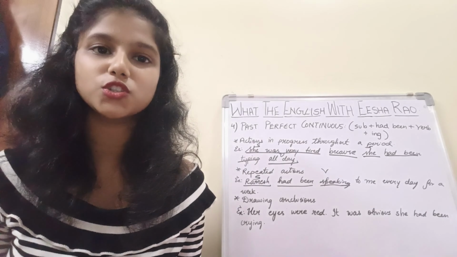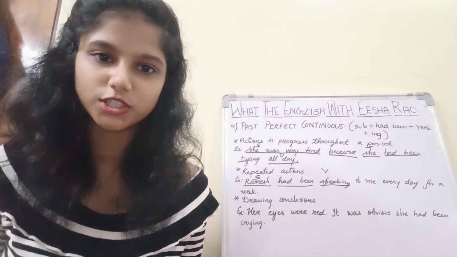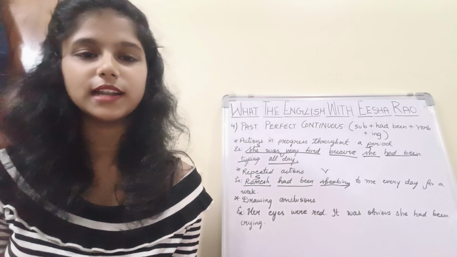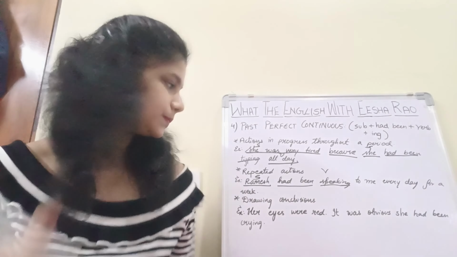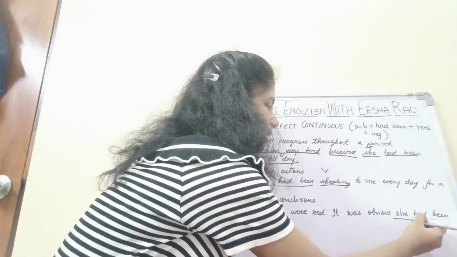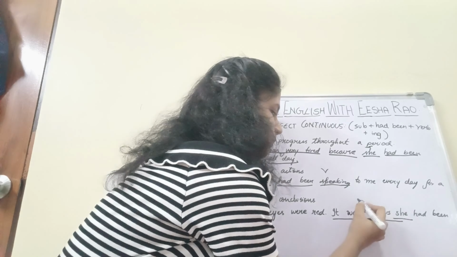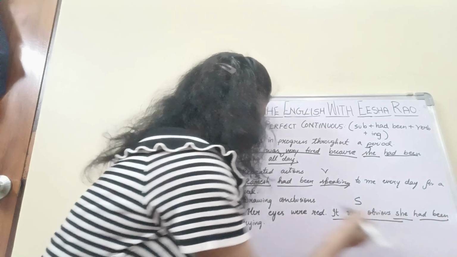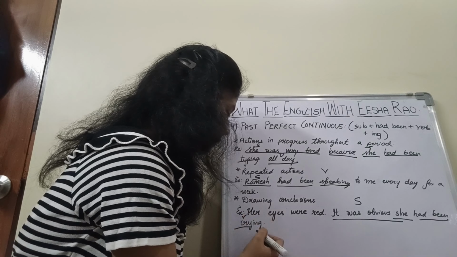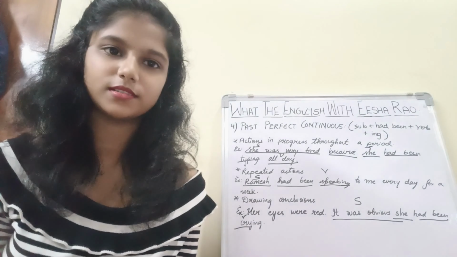Next, it is used to draw conclusions. For example, her eyes were red. It was obvious she had been crying. Here, it was obvious will be the subject. Had been is from the formula. Cry will be the verb and ing is used.